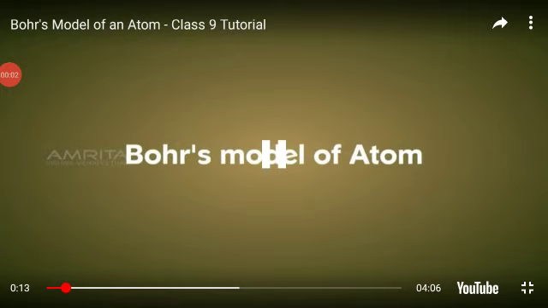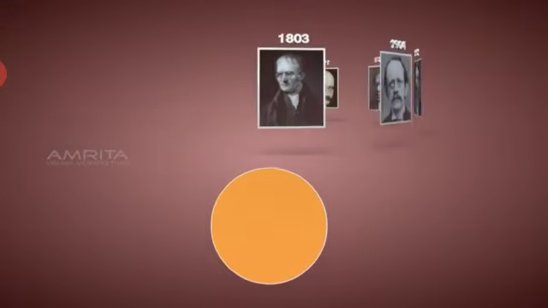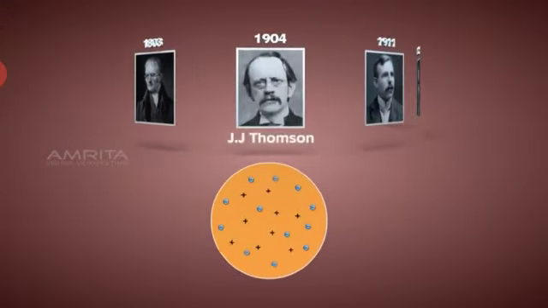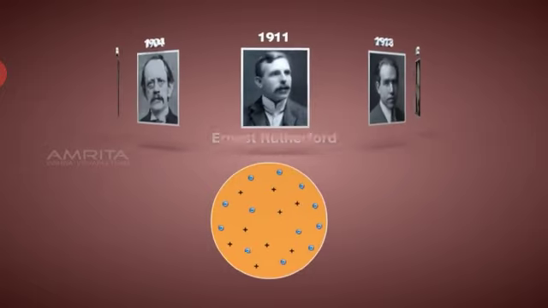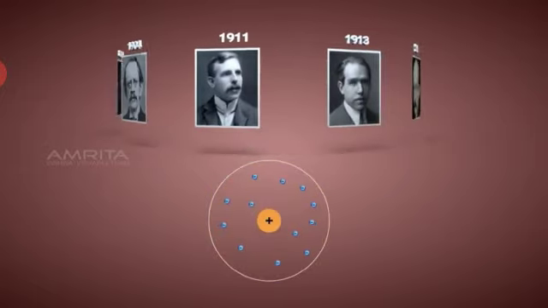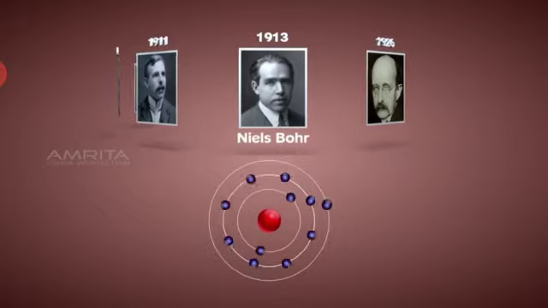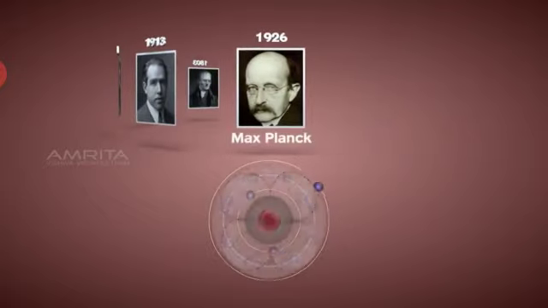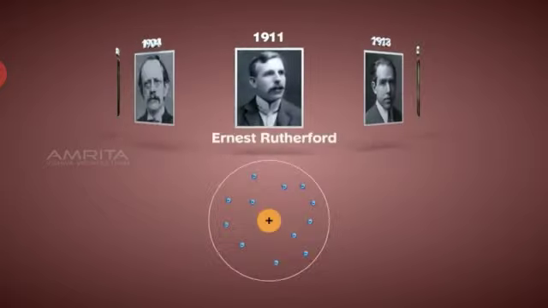Bohr's model of atom. Various models of the atom have been proposed by eminent scientists over the years. These models have increased our understanding of the atomic structure. Among these models, Rutherford suggested that electrons revolve around the nucleus in well-defined orbits, but there was a problem with this.